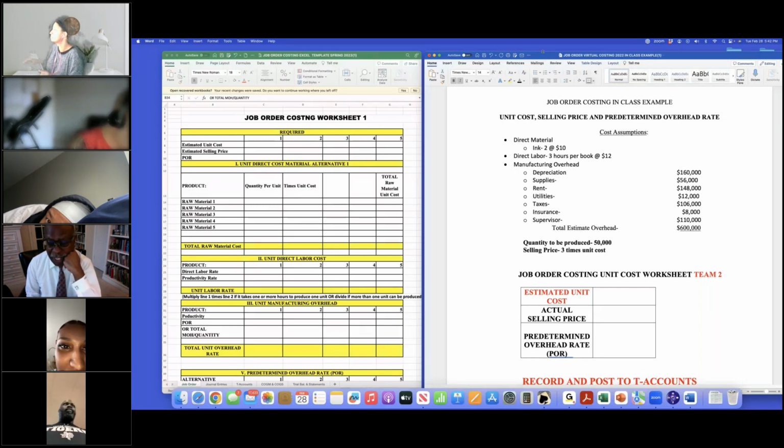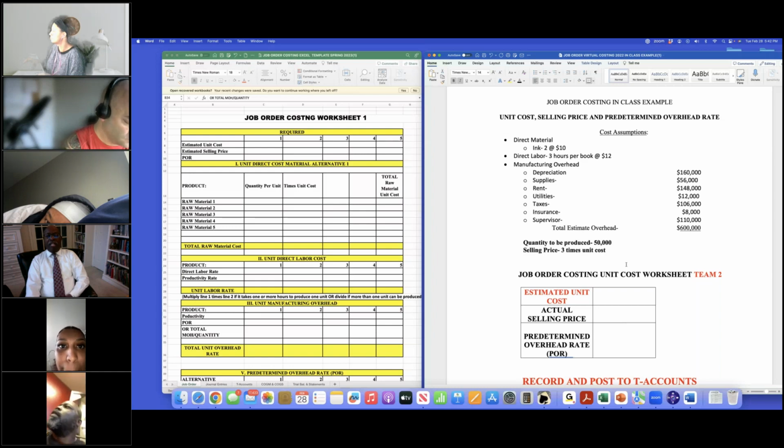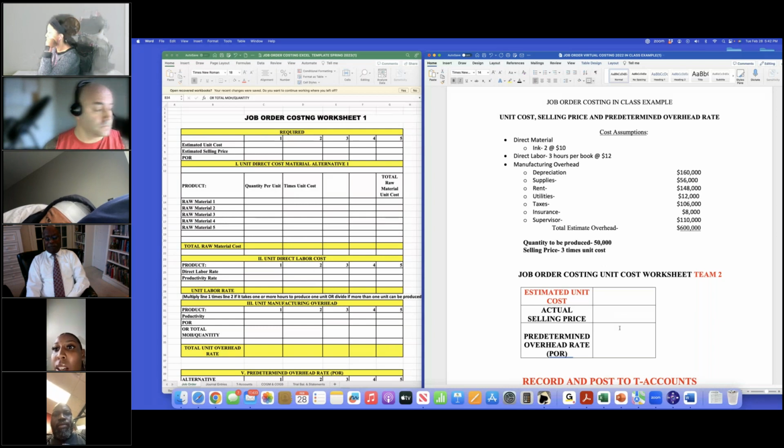We're making these first three calculations. Okay, what did you want me to do? I want the estimated unit cost. Somebody else on your team will do the selling price, other than Mike, and then somebody else on your team will do POR. Oh, the unit cost. I got 36. Tell me how you got it.